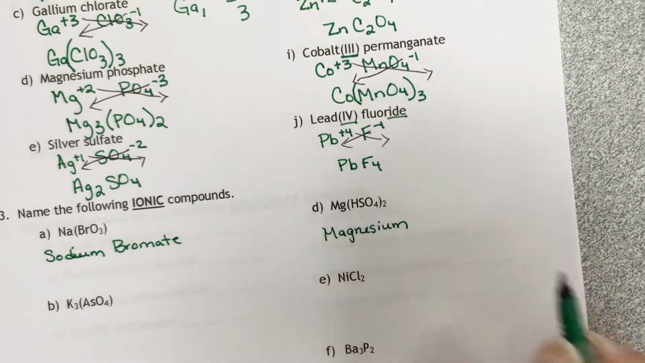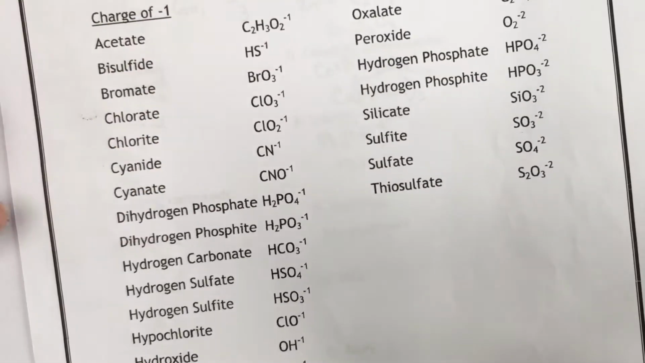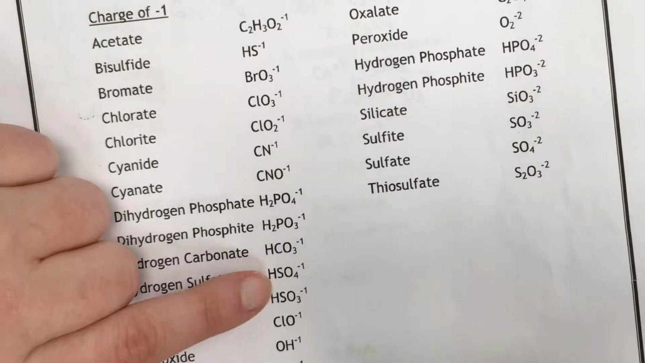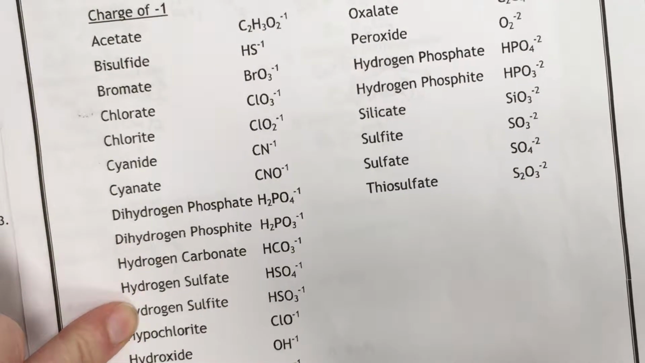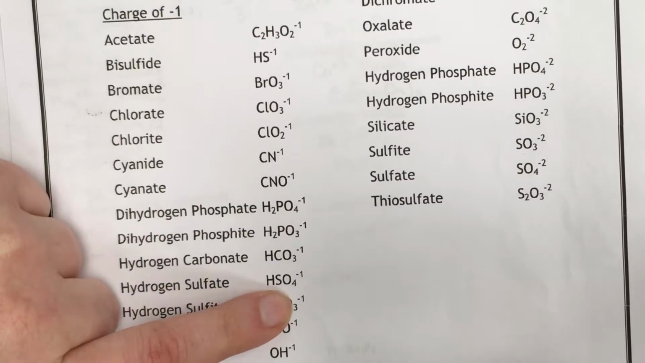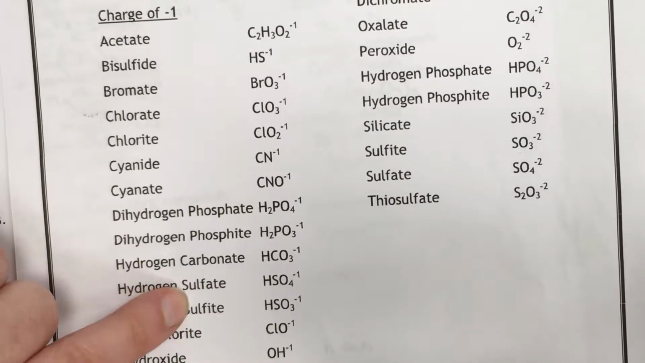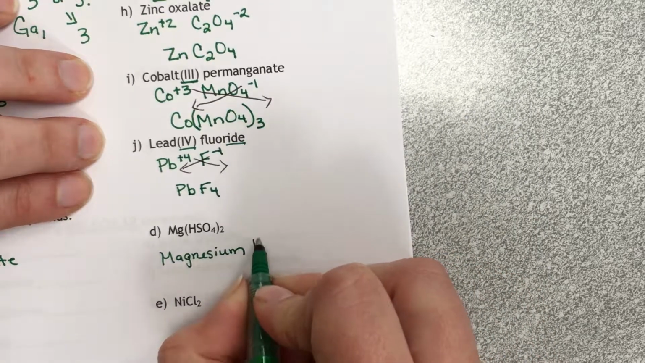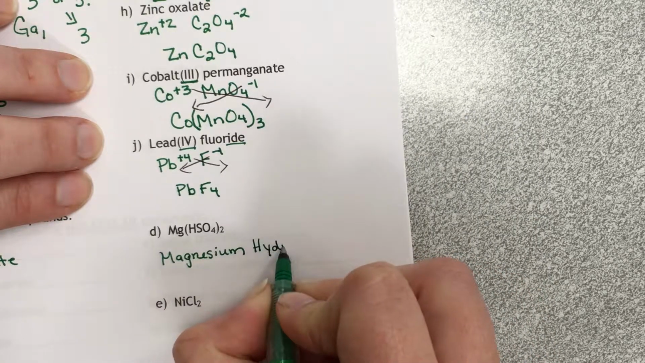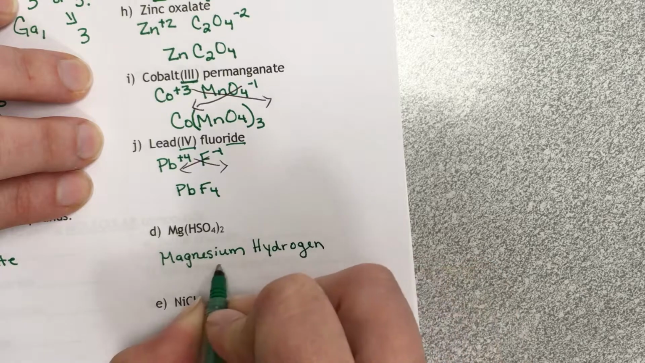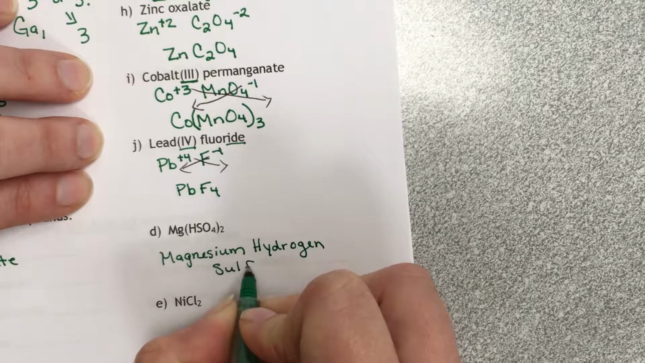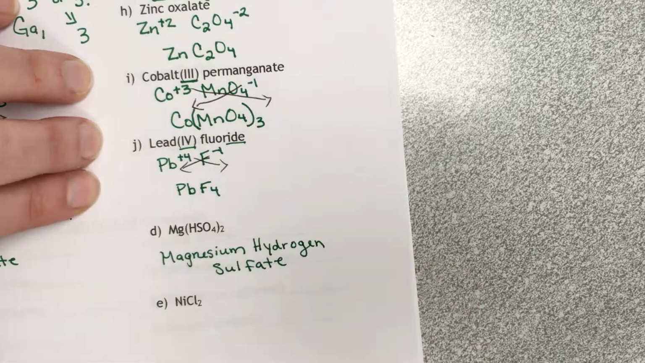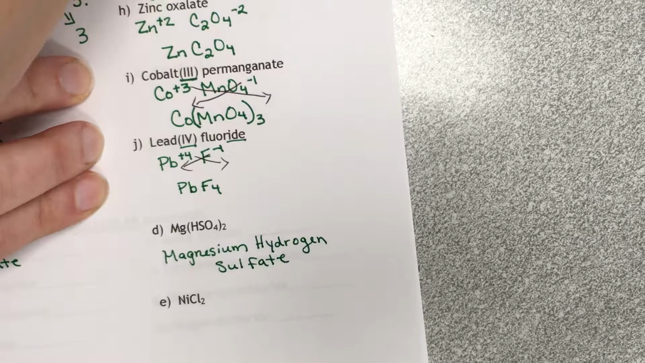And then whatever this thing is, what is that? So we have HSO4. That is on your polyatomic ion sheet, HSO4. So that thing is called hydrogen sulfate. So this would be called magnesium hydrogen sulfate. Okay?